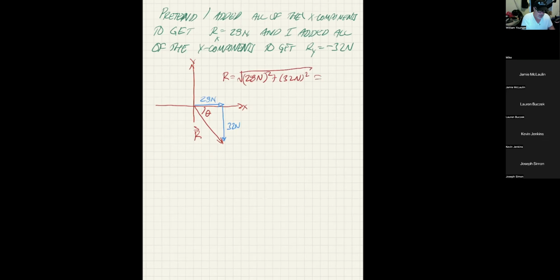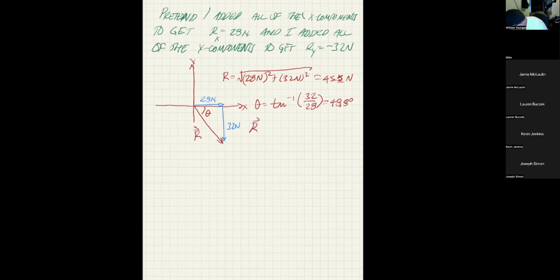And that gives me 45.5 newtons with one extra sig fig, of course. Okay, like I've been doing. That also tells us that theta would be equal to the inverse tangent of 32 over 28. Notice I did not use any signs. So I'm going to do tangent inverse of 32 divided by 28. And that gives me 48.8 degrees.